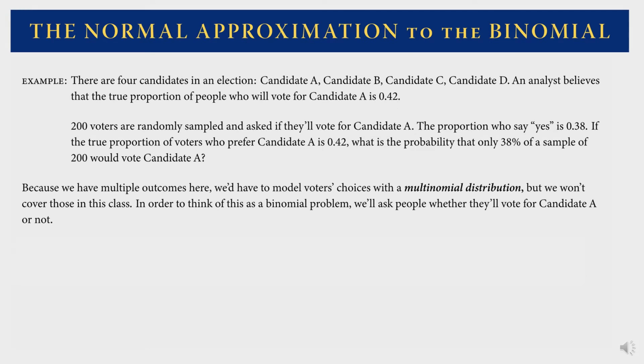When n is big, we can use the normal distribution to get approximately the same answers as we get from the binomial distribution. This is called the normal approximation to the binomial distribution.